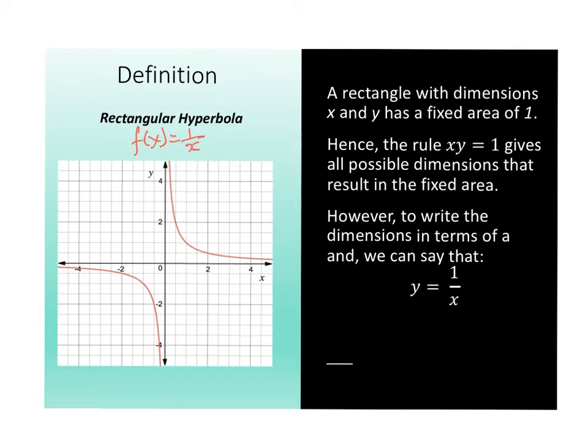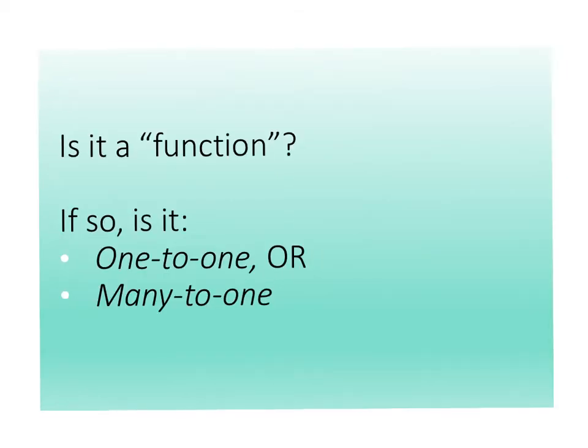So you can see that this is a function, and if we use the vertical line test, I'm going to use a different color and draw a vertical line. For one x value, you've got one y value. Same with this part: one x value, one y value. So what sort of function is this? Is it one-to-one or many-to-one? We know that it's a function because it's a one-to-one relationship.